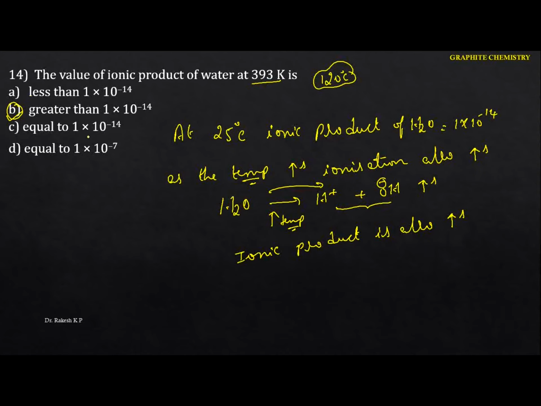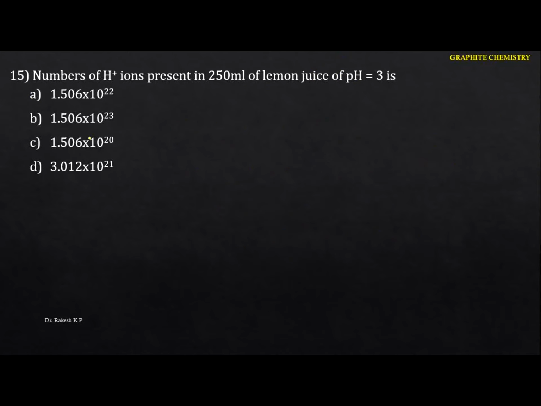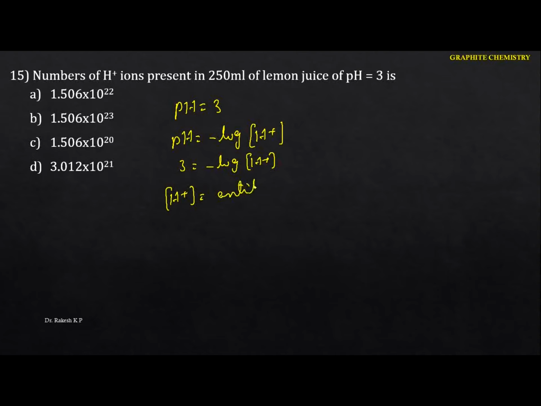Okay, so next one. The number of H plus ions present in 250 ml of lemon juice at pH 3 is. So the pH is 3. The pH is nothing but the negative logarithm of the concentration of H plus. So 3 equals minus log concentration of H plus, and the concentration of H plus is the anti-log of minus 3, which is 1 into 10 to the power of minus 3.